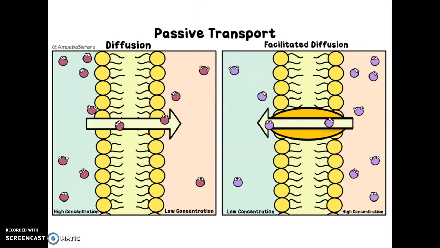Here's a couple of examples of passive transport in action. You can see that there's a higher concentration of the pink molecules on this side and a lower concentration here. And they're going from high to low, and there's no energy being involved. Same thing is happening over here in this diagram. We're moving from high to low. Because we're moving from high to low in both of these examples, these are both types of passive transport.